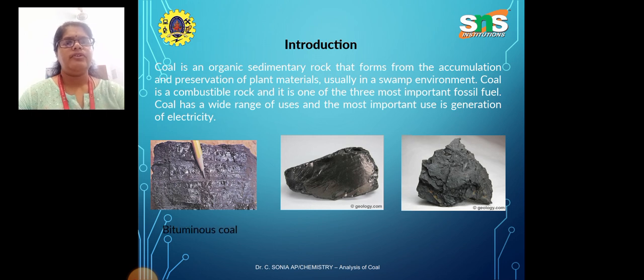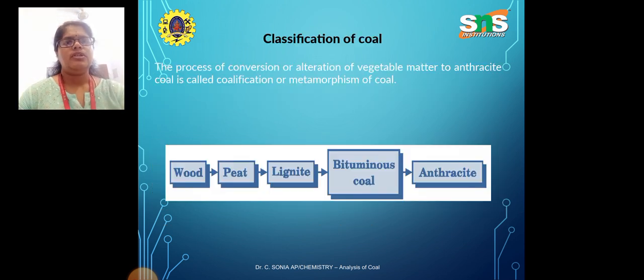Okay, so you have different types of coals: bituminous coal, anthracite coal, and lignite coals. So the coals are classified into different types. Coal is nothing but the plant and animal matter present in the earth's crust, under pressure and temperature for millions of years, to get the coal. So first the wood, for example, will be converted into peat.